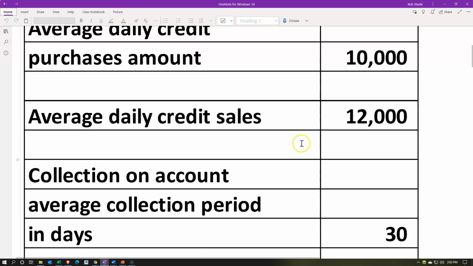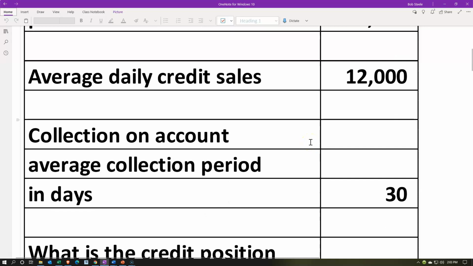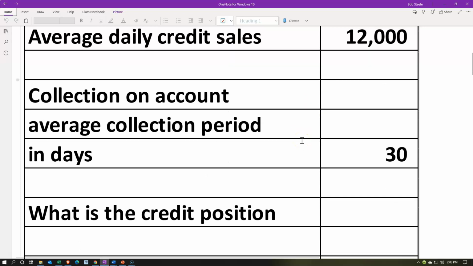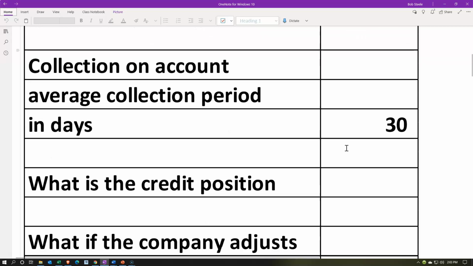Then we have the average daily credit sales. So we're talking about the sales side. This would be something that we pick up from the income statement, look at our credit sales, and then break that down into our daily credit sales, meaning the sales we make, the revenue side of things, per day on average, 12,000. And then the collection on account, average collection period in days, is 30. So this is the average collection period in terms of days for our receivables.